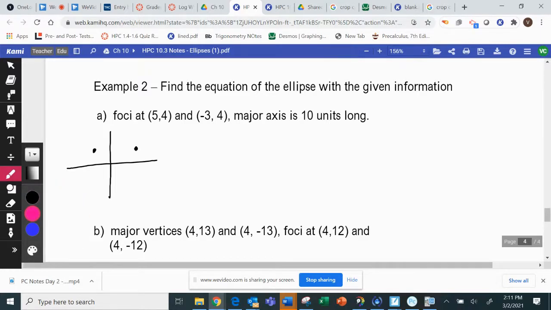That x is the major. Okay, so under the x is going to be the bigger number. What was something else? Oh, the center. How do we find the center? Well, you know it's 10 units long, so you have to go 5 each way. Okay, so a is 5, so a squared is 25. So underneath the x, we're going to have 25. Okay.